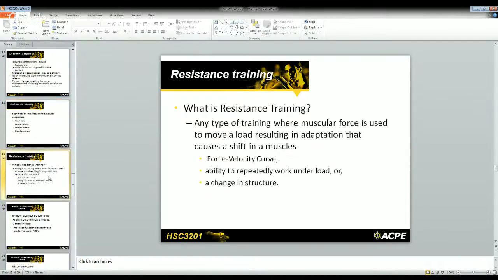Resistance training, why do we do it? Now, I like to tell people it's because life's a competition. Whoever lifts the most when you die wins.